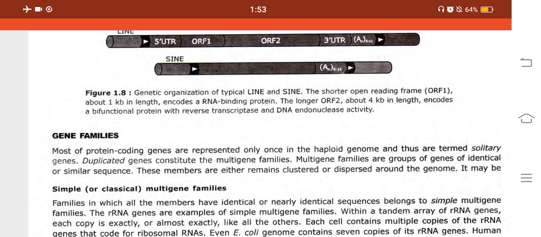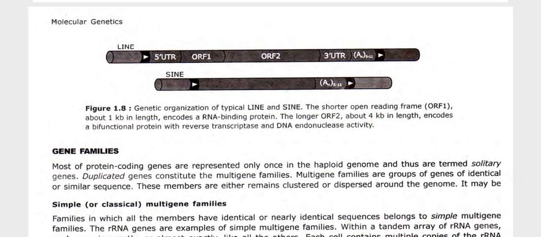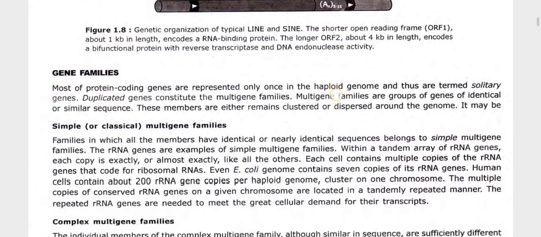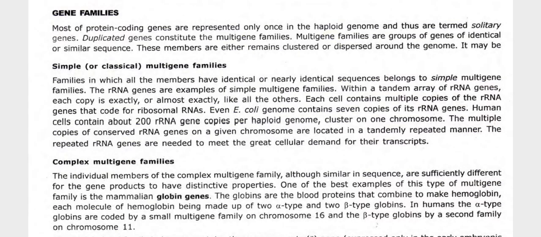So here we could see a picture which depicts the genetic organization of a typical LINE and SINE. A shorter open reading frame, ORF1, about 1 kilobase pair in length, encodes the RNA binding protein. A longer ORF2, about 4 kb in length, encodes a bifunctional protein with reverse transcriptase and DNA endonuclease activity. Later, we are going to learn about gene families.